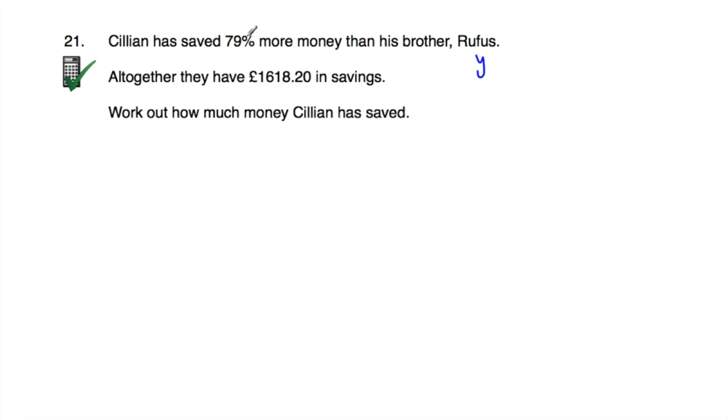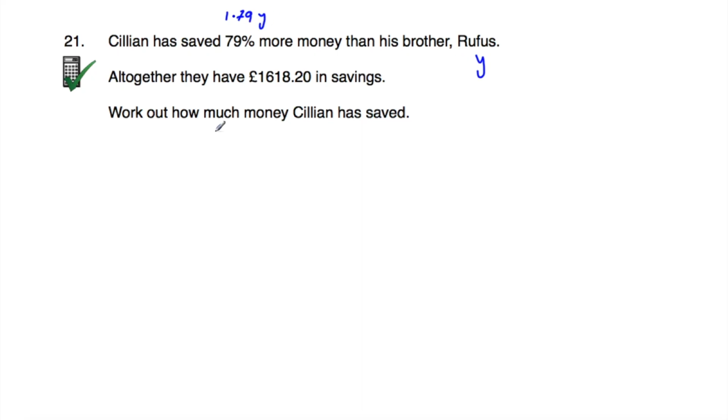Now Killian has saved 79% more. So that means that we're going to increase this by 79%. So if this was 100%, to increase by 79%, you'd multiply by 1.79. That would be the multiplier, 1.79. So if you take how much money Rufus has, which is Y pounds, and you multiply by 1.79, that'll increase it by 79%. So Rufus is Y pounds, and Killian would have 1.79Y, because it's 1.79 times Y. That would increase it by 79%.